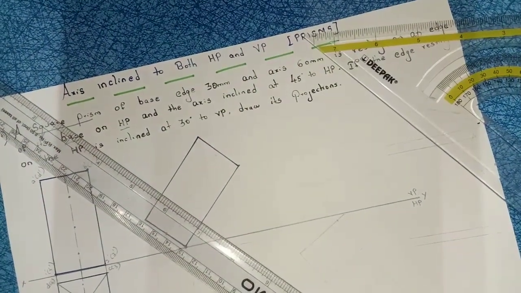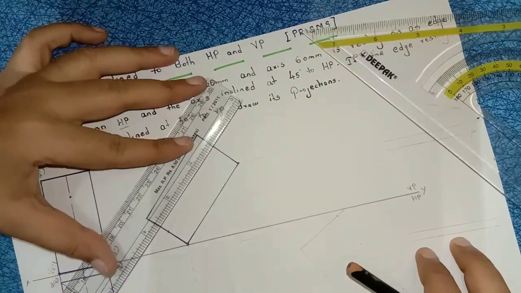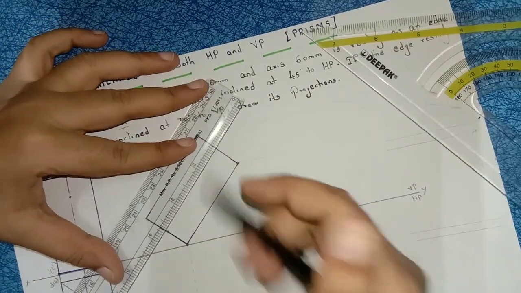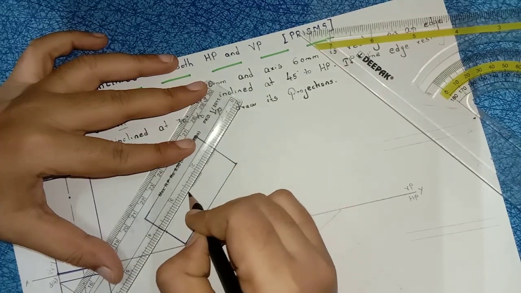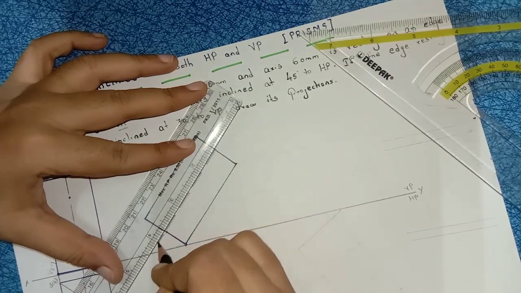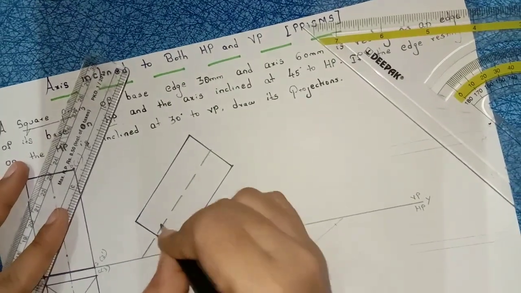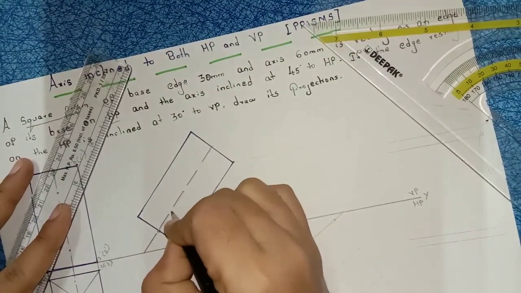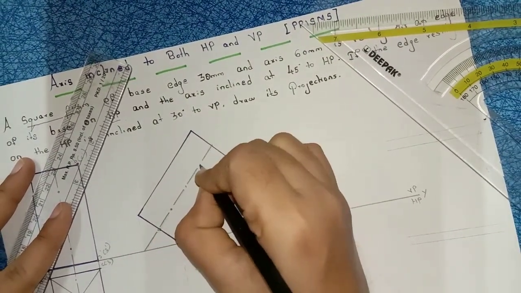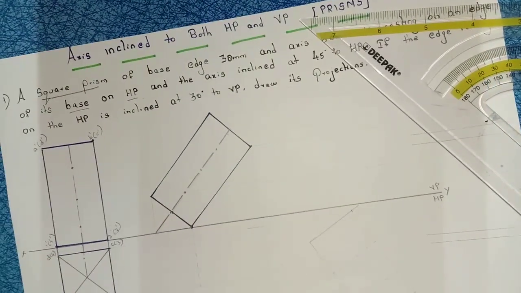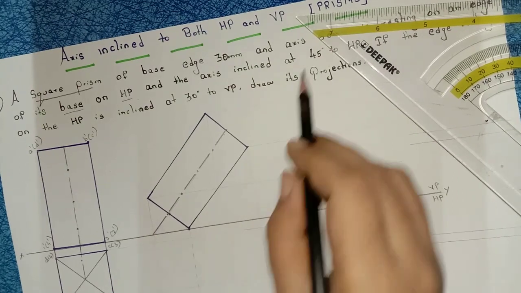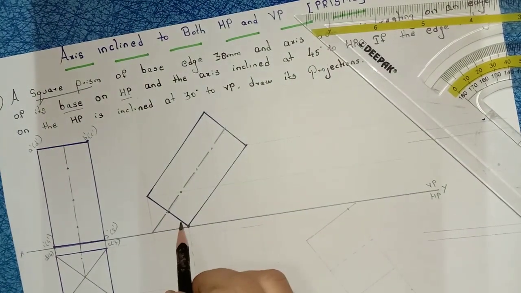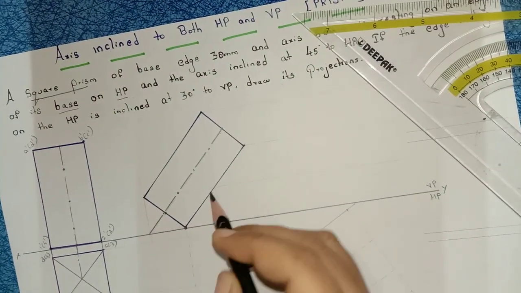Now from the midpoint draw the axis line. Extend the axis line till the reference line. Axis line should be dash dot. Now what I said, I am not taking axis as 45 degrees. I took here the base with an angle of 45 degrees.